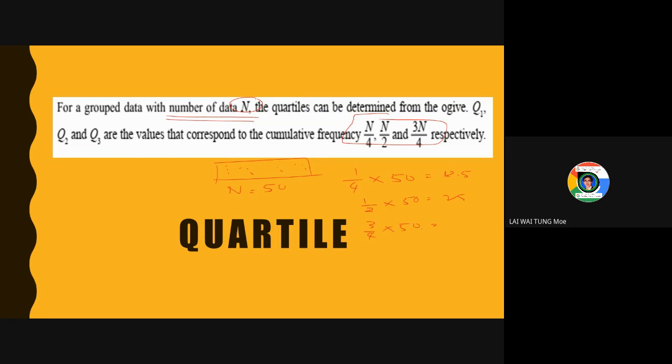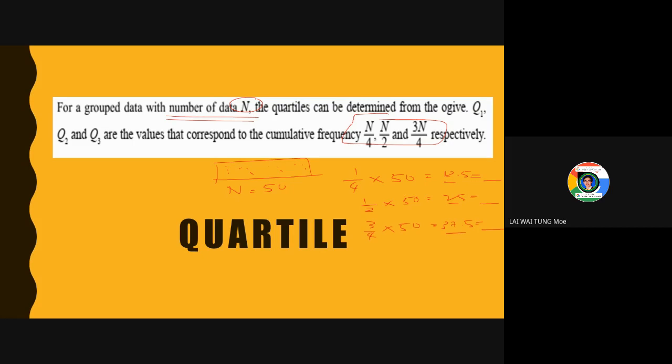And then you will get how many? 12.5 times 3, 37.5. After you get this, it's actually not done yet, because you need to refer to the OGIF which you just constructed, and then you need to read from the OGIF to get the answer for your first quartile, your median, and so on and so forth. We will look at the example later.